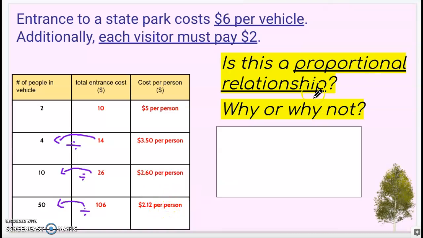Let me ask you this, folks. You might have talked about this question, but you tell me. Is this a proportional relationship? And why or why not? What do you think?